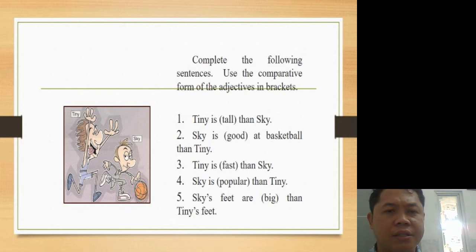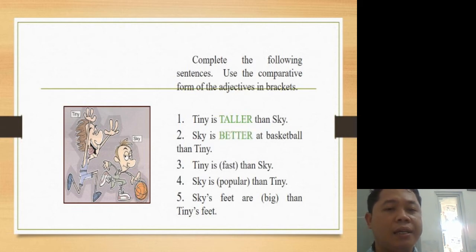We have here exercises. Complete the following sentences using the comparative form of the adjective in the bracket. Tiny is tall than Sky. So the base word is tall. So it becomes Tiny is taller than Sky. Sky is good at basketball than Tiny. The base adjective word is good. It becomes Sky is better at basketball than Tiny.